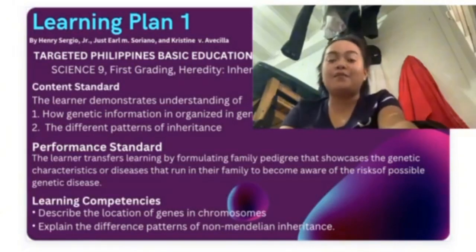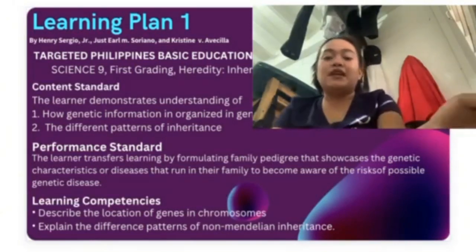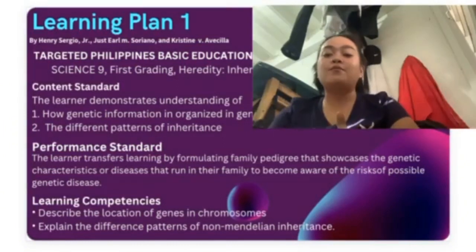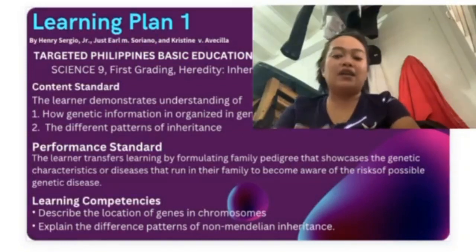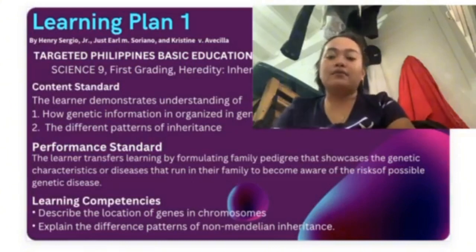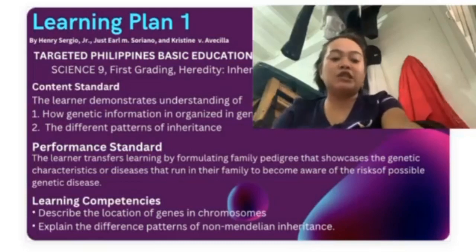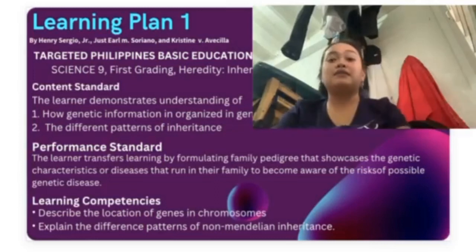The next is the performance standard. These are expectations that define the desired level of performance or achievement in a specific context. This standard is used to assess and measure how well an individual, process, system, or project meets requirements. So the learner transfers learning by formulating a family pedigree that showcases the genetic characteristics or diseases that run in their family, to become aware of the risk of possible genetic disease.